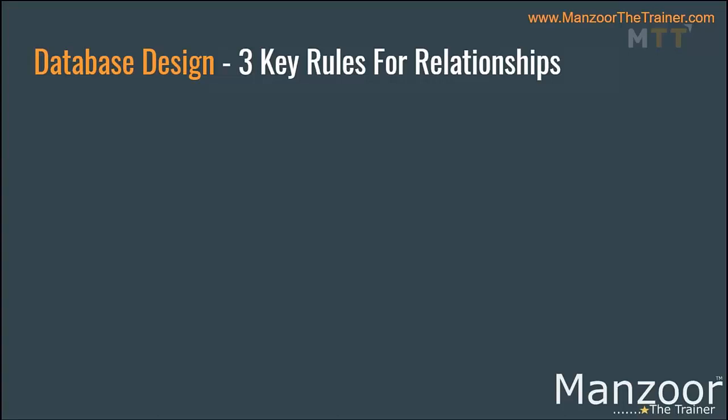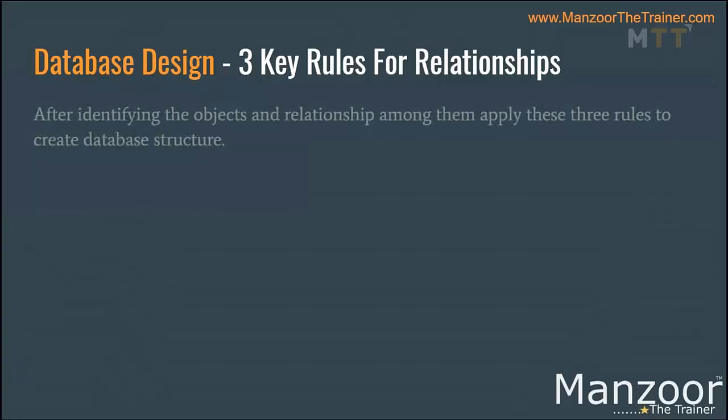Three key rules for relationships. From relationship, you are designing a database. Objects and relationships, you are designing a database. You have three key rules. After identifying the objects and relationships among them, apply these three rules to create the database structure, or apply these three rules to create class design also. Class designing will also have three rules, and in class designing also you need to identify objects and relationships.